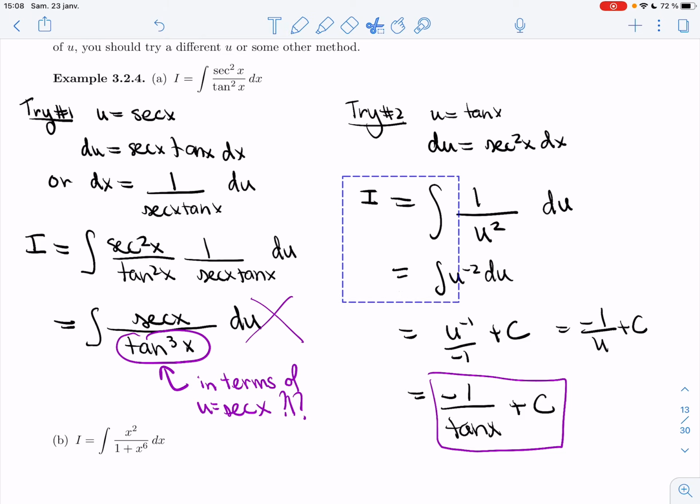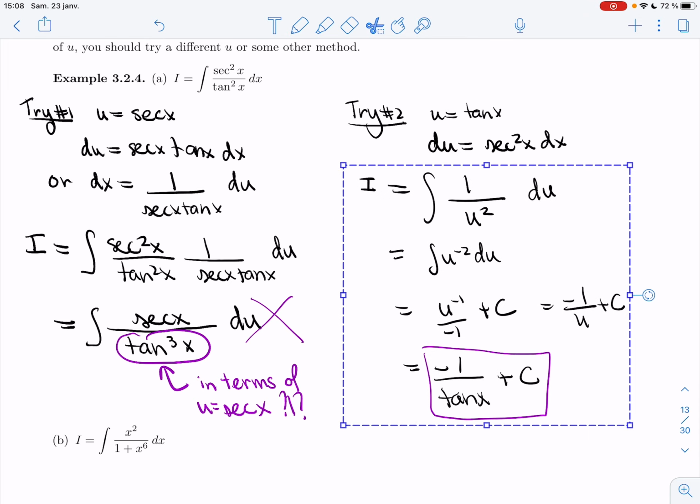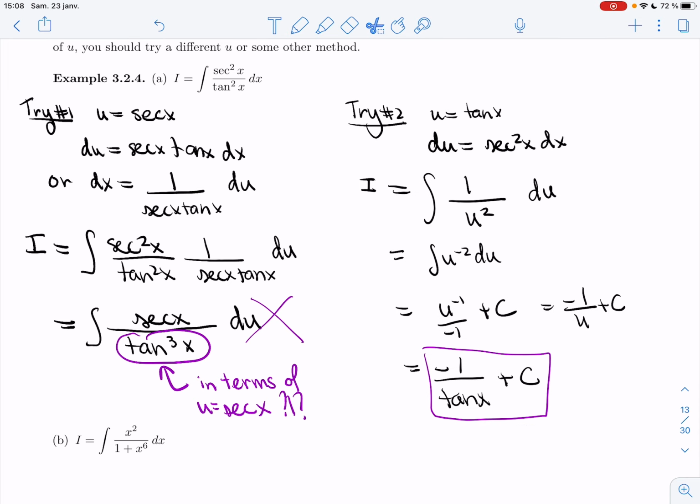Let me just shrink this or put it up a tiny bit to make sure we're not in the way of the next problem. All right, so let's try another one.